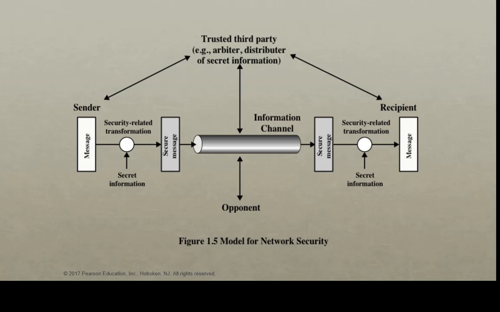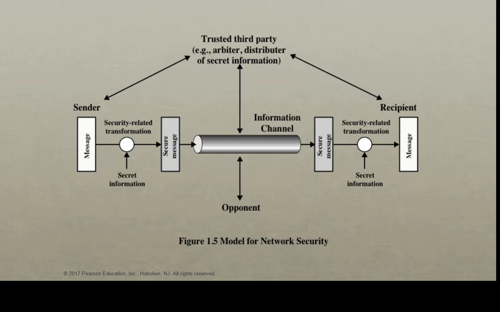An example is an encryption key used in conjunction with the transformation to scramble the message before transmission and unscramble it on reception. A trusted third party may be needed to achieve secure transmission. For example, a third party may be responsible for distributing the secret information to the two principals while keeping it from any opponent.